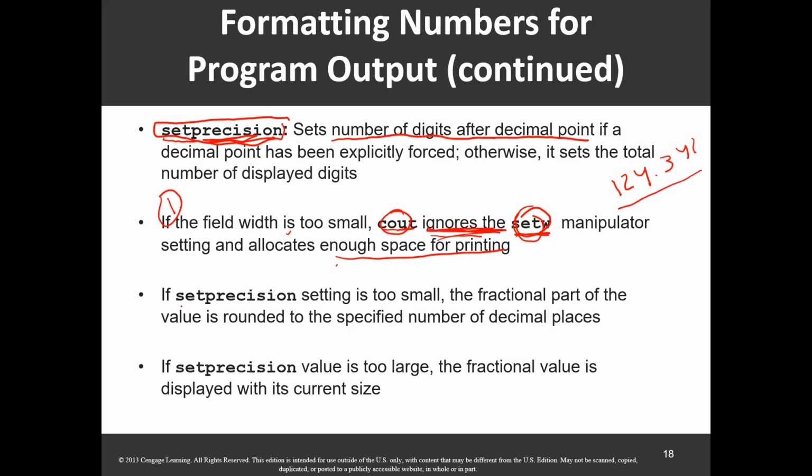طيب what about if the setprecision setting is too small for the fractional part؟ يعني مثلا أنا قلت أبي setprecision اللي هي number of digits after the integer number أبيها فقط مثلا 1. طيب بس أنا already عندي 3 digits after the point. أنا قلت لك أبيها تنطبع بس لما تيجي تطبعها 1 decimal place فقط. طيب إيش راح يصير؟ If the setprecision setting is too small, the fractional part of the value is rounded to the specific number of decimal places.